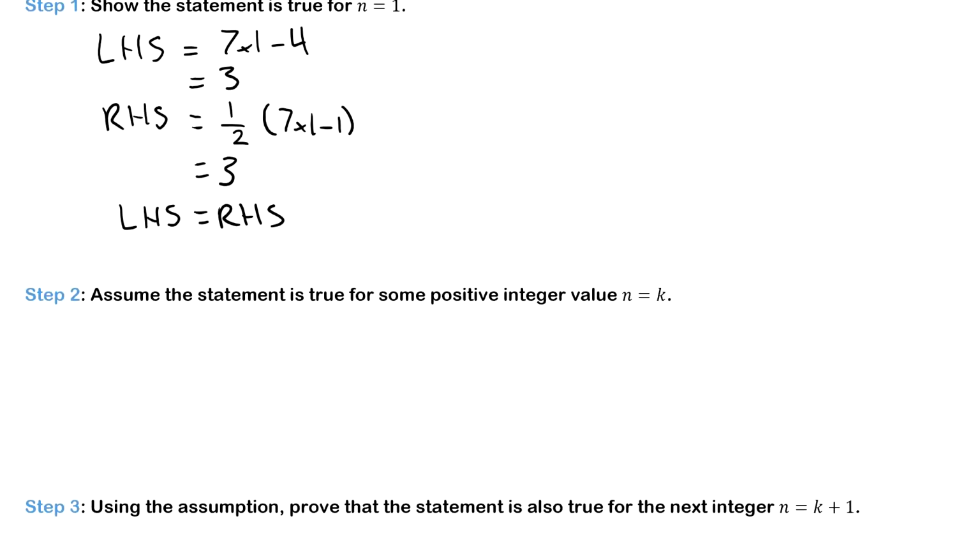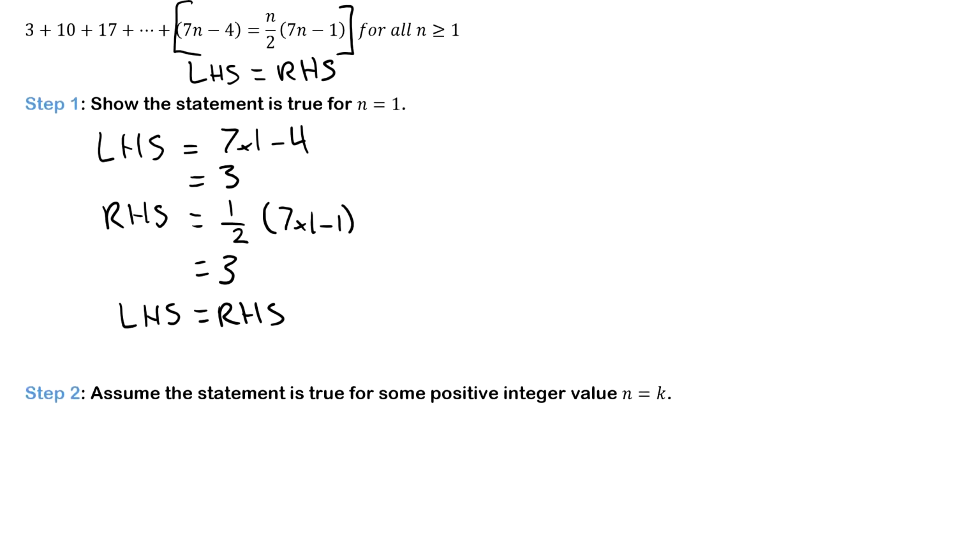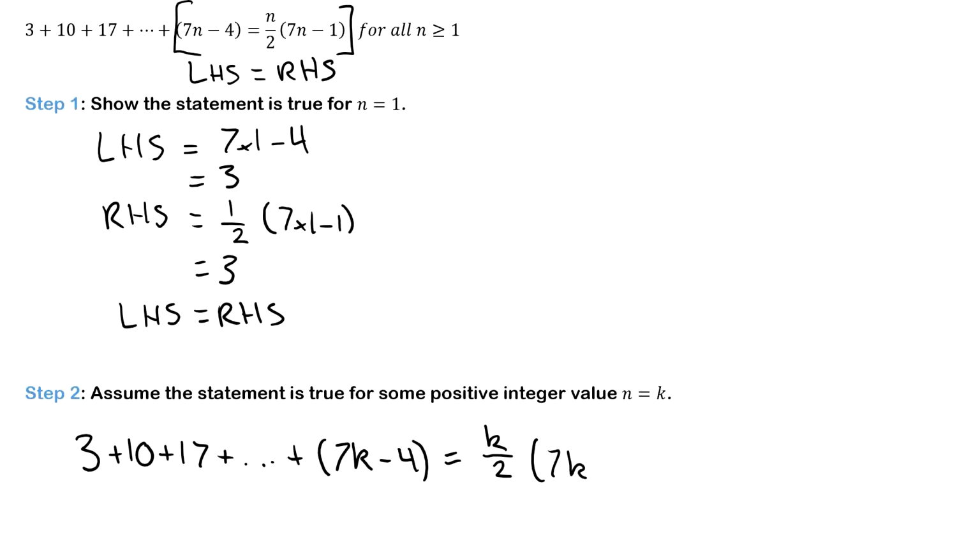The next thing we need to do is assume the statement's true for some positive integer value n equals k. So what we do there is we start to rewrite our series or sequence: 3 plus 10 plus 17 plus ... plus, now instead of n we have k, 7k minus 4 equals k over 2 times (7k minus 1). And that is all there is for step 2.